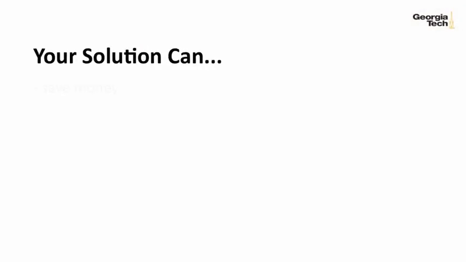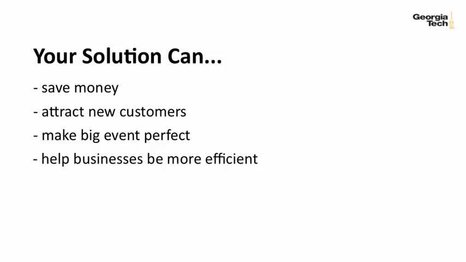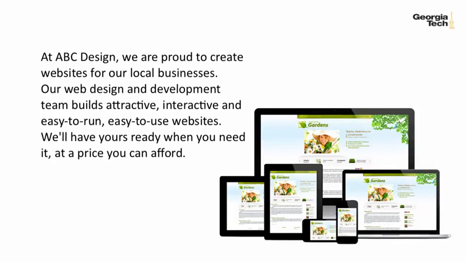In this part of the proposal, you describe your product, service, or idea and explain how it can resolve the reader's problem. For example, it can save them money. It can help them attract new customers. It can make their big event perfect. It can help their businesses be more efficient. Whatever the problem is, you can help them solve it. Let's look at a sample solution section now, this time from a website developer.